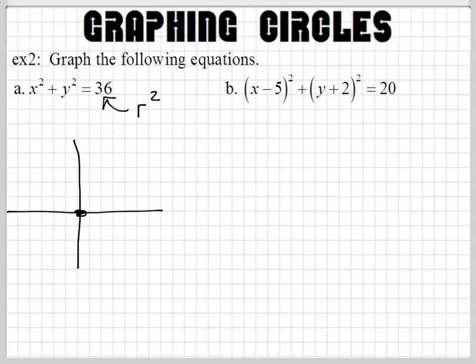So I would count out 6 this way. 1, 2, 3, 4, 5, 6. Put a dot right there. Then I count 6 this way. 1, 2, 3, 4, 5, 6. So I put a dot right there. Then I count 6 again and put a dot, and then you do it again, 6, and you put a dot right there.